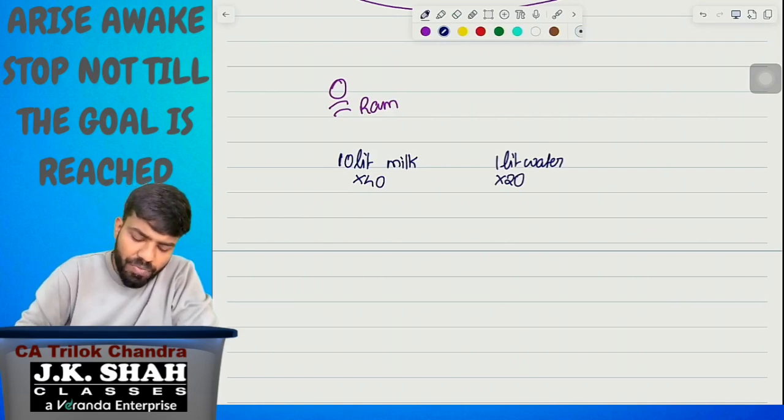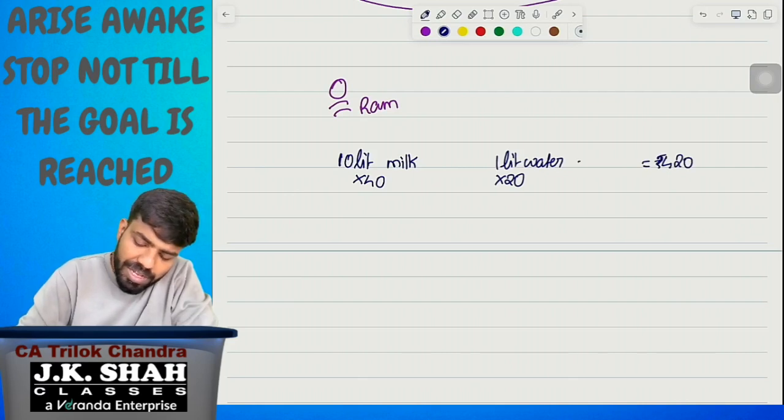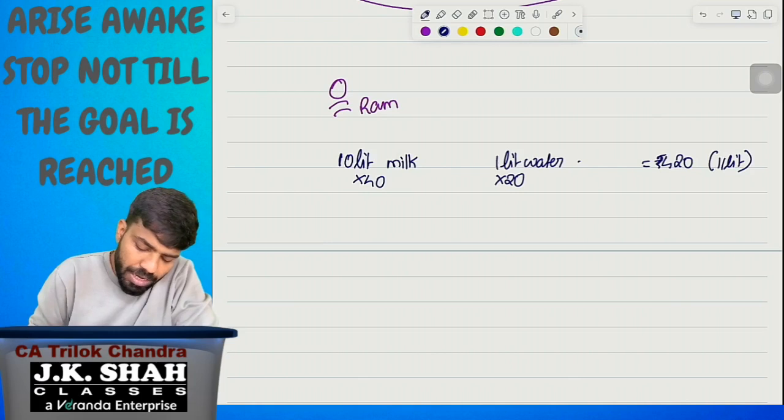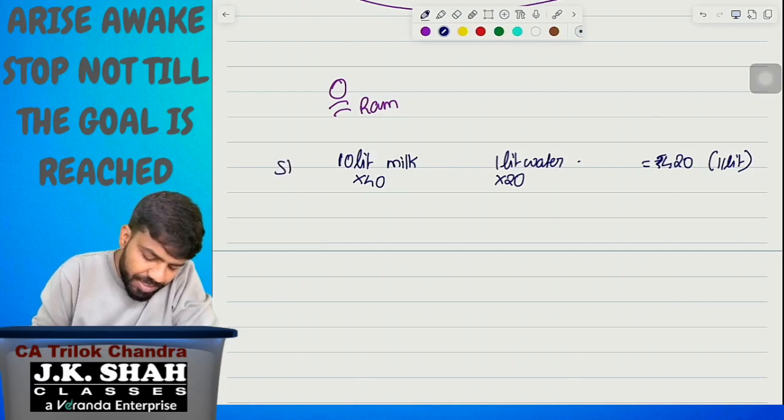400 plus 20, which equals 420 rupees, is the actual cost to get the output of 11 liters of milk. 10 liters milk plus 1 liter water equals 11 liters milk. Okay, now this is the standard.